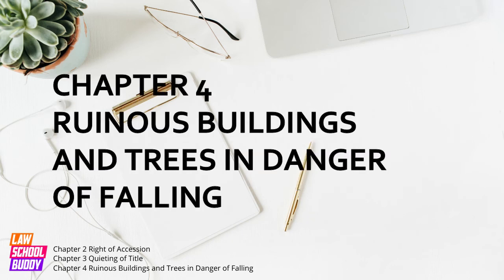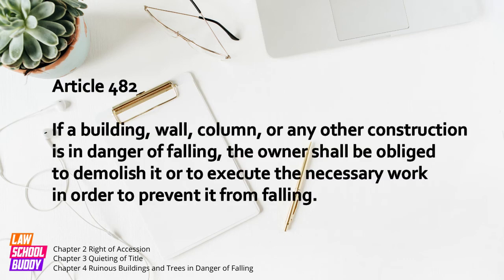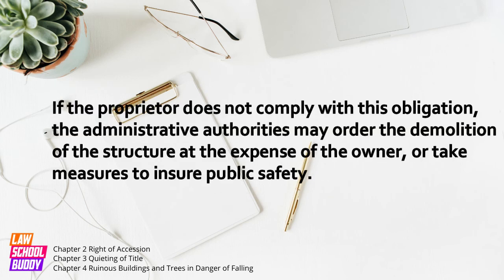Chapter 4. Ruinous buildings, and trees in danger of falling. Article 482. If a building, wall, column, or any other construction is in danger of falling, the owner shall be obliged to demolish it, or to execute the necessary work in order to prevent it from falling. If the proprietor does not comply with this obligation, the administrative authorities may order the demolition of the structure at the expense of the owner, or take measures to ensure public safety.